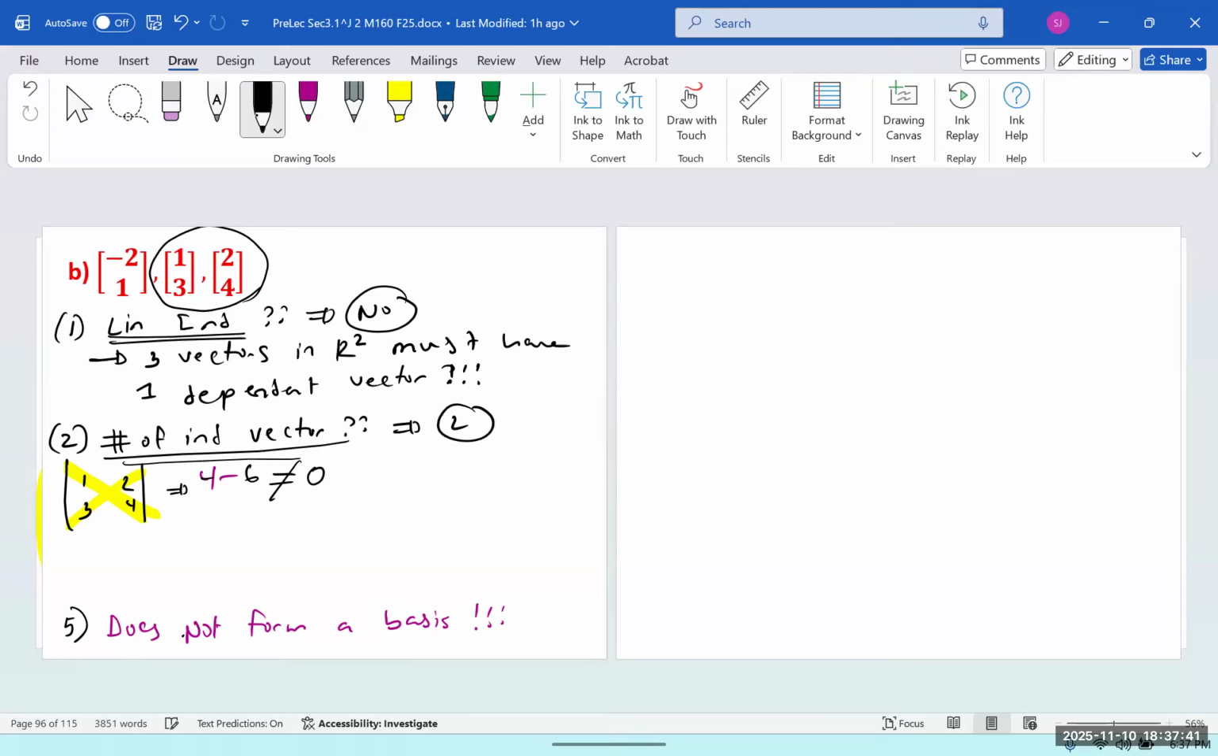And we can have only a maximum of 2 independent vectors in R2, and you already know them. If the determinant is not 0 for any 2 vectors in R2, or any 3 vectors in R3, or any 4 vectors in R4, that means you have that many independent vectors. So 2 vectors give us a determinant not 0, they are independent.